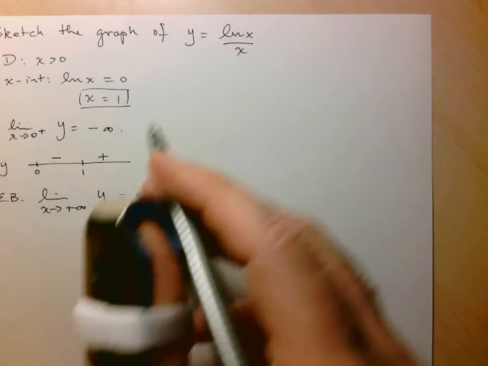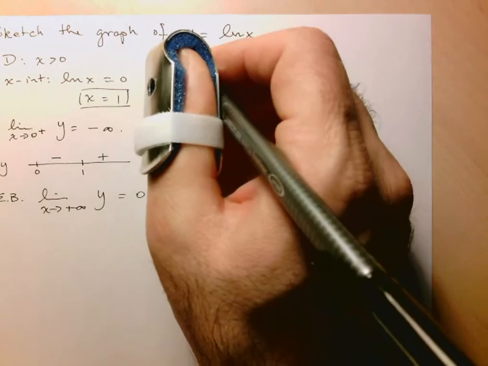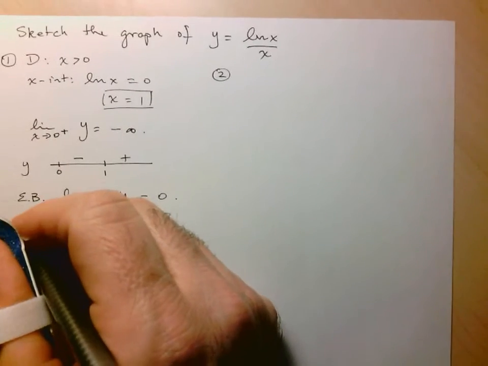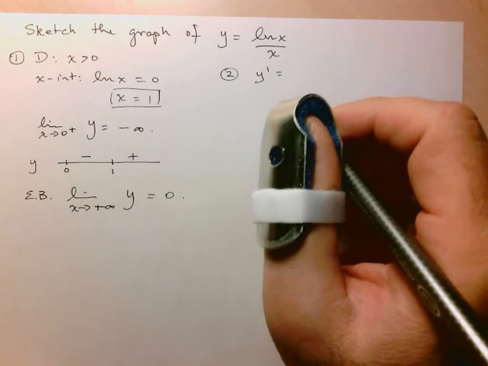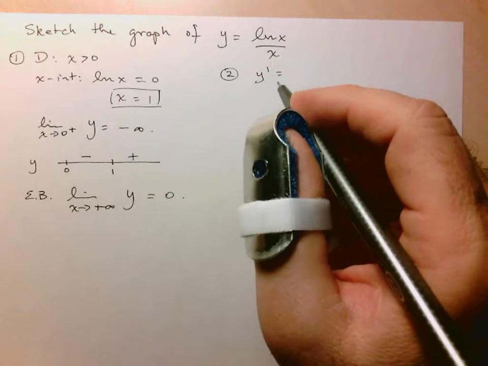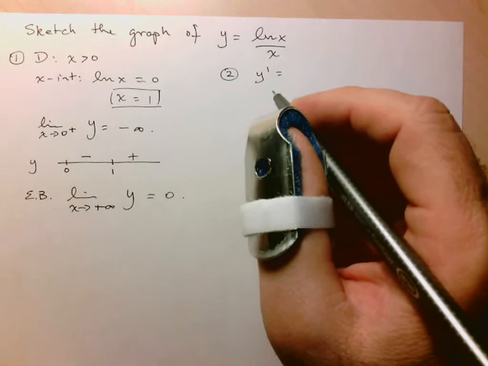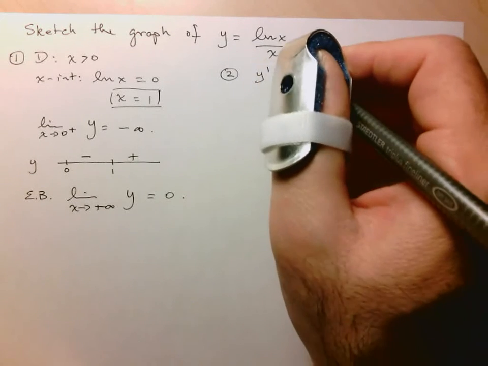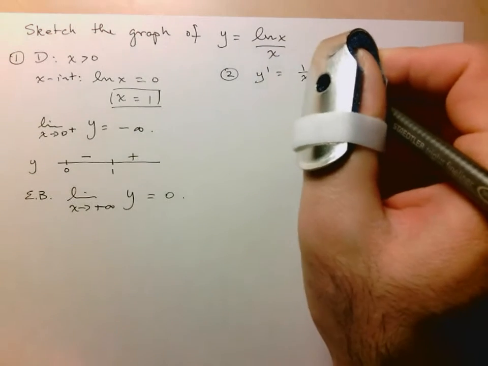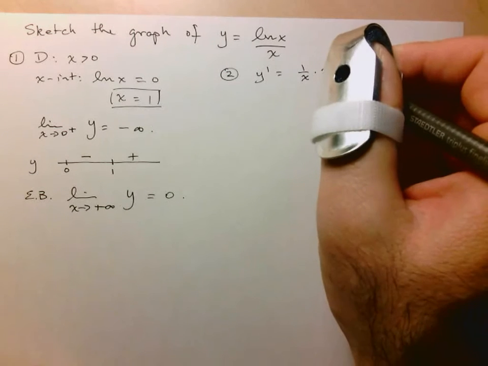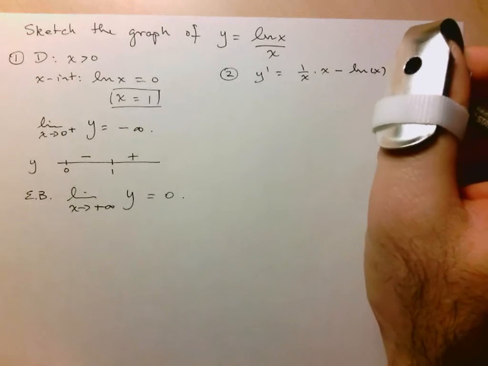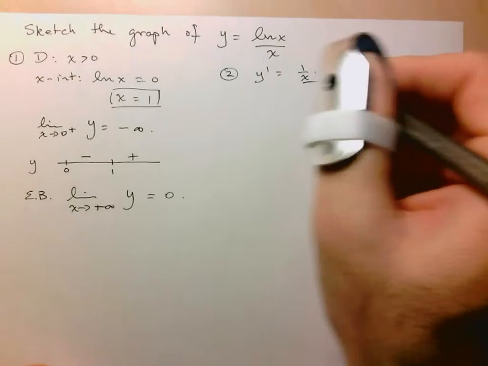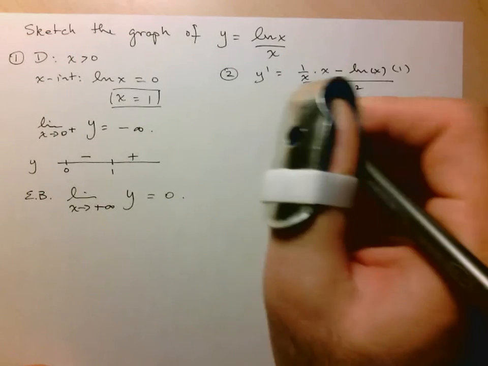Okay, so let's move on to seeing what the derivative can give us. First thing we'll have to do is find the first derivative. Make sure you do this very carefully. Don't make any mistakes because that'll sort of ruin the rest of the question. So here we have the derivative of the numerator, which is 1 over x, times the denominator function, minus the numerator, times the derivative of the denominator, which is just 1, all over the denominator squared.